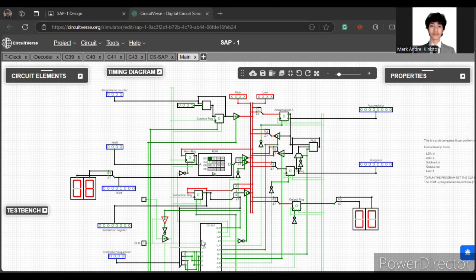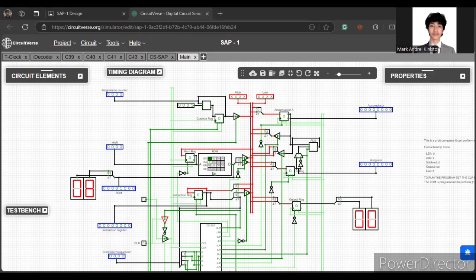Next is the ROM. The ROM is presented here, and this is the main chip, this one, the huge one. It is where the program is stored in a hexadecimal format. For the given program, the instructions include operations like loading a value, or the LDA, add instruction, subtract instruction, outputting the data, and halting. So each instruction has a specific opcode stored in the ROM.